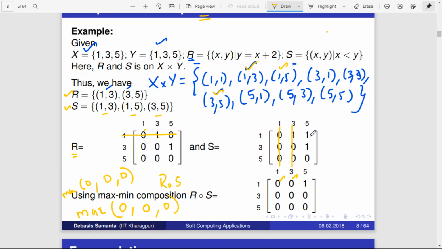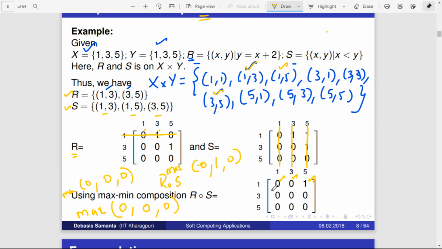Again take the first row and the third column. Okay, so 0 and 1, the min is 0. Okay, 1 and 1, next this is 1 and this is also 1, the min is 1. 0 and 0, the min is 0. Okay, and take the max of it. The max of it is 1. Okay, so this is 1. Like that we calculate for everything.